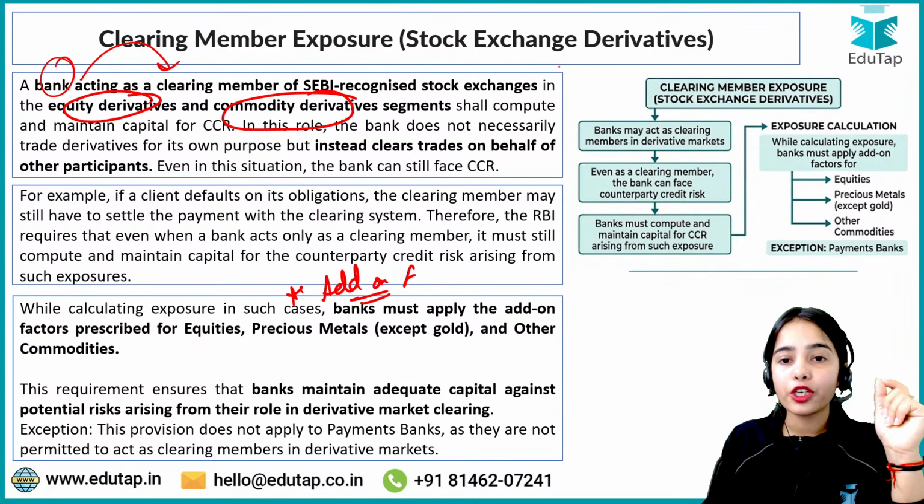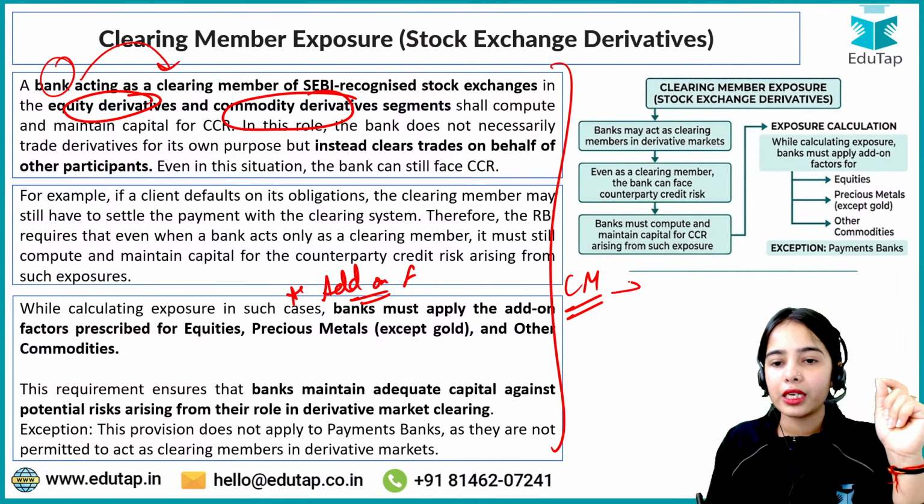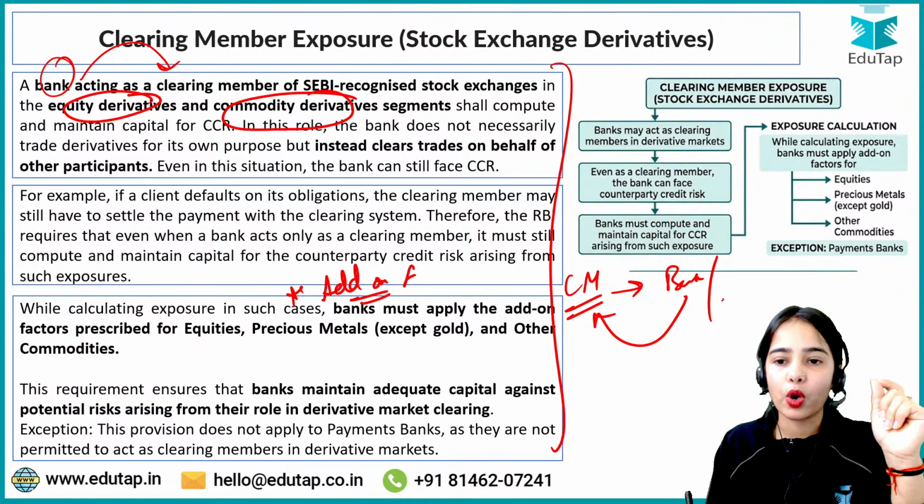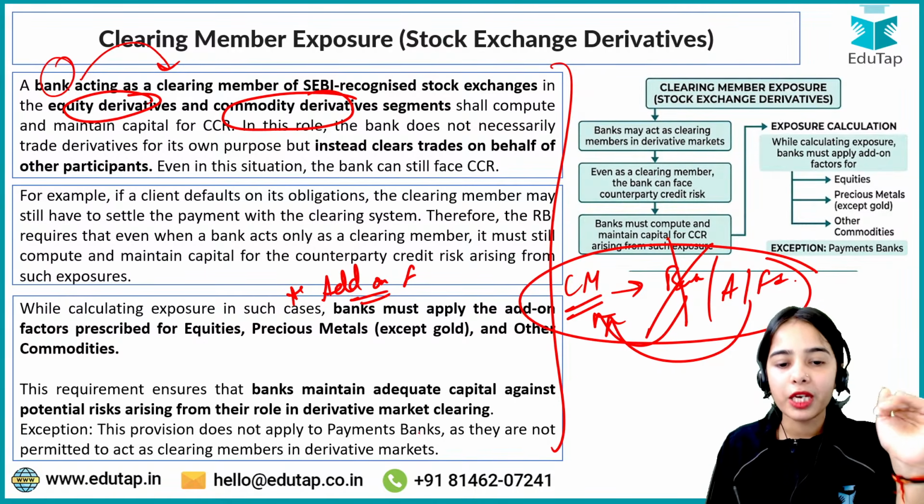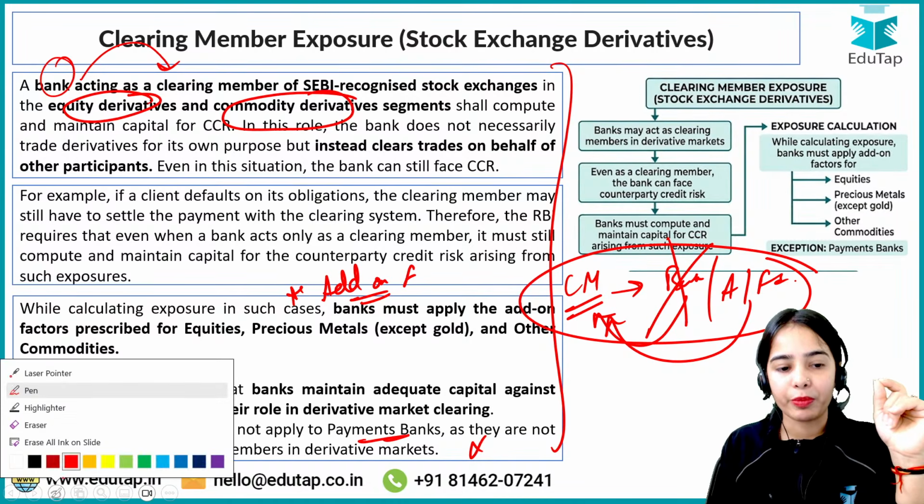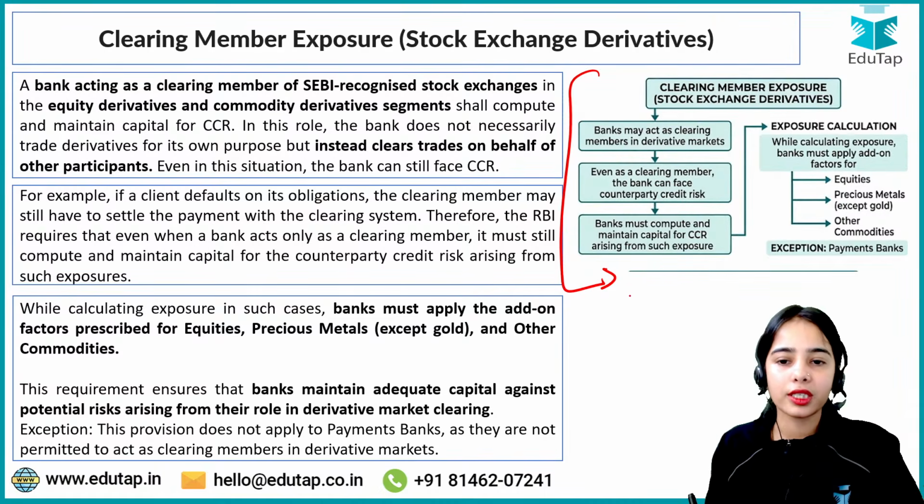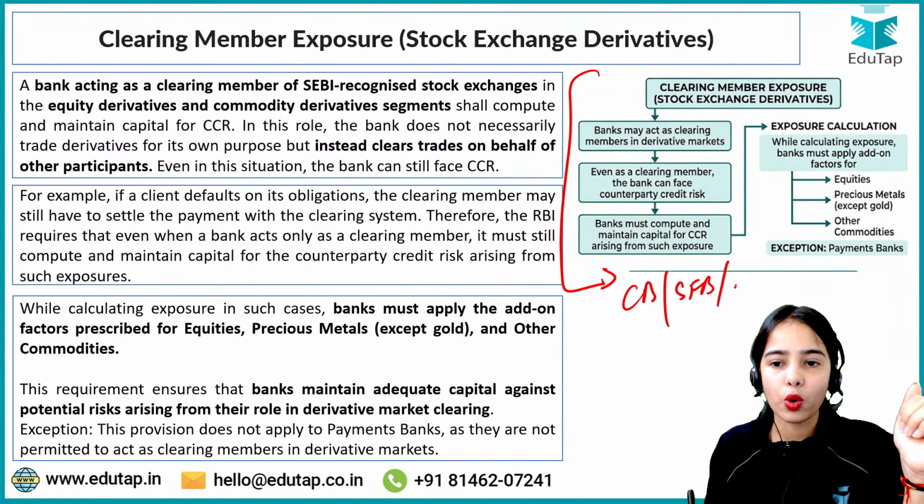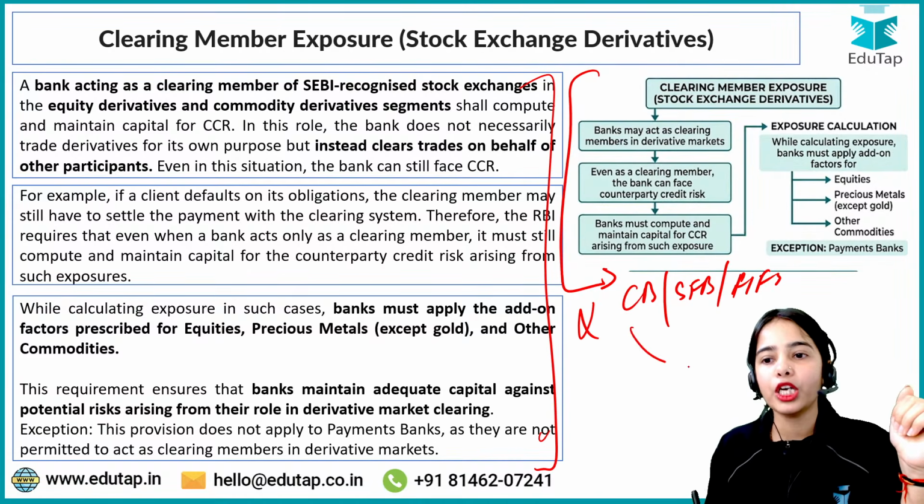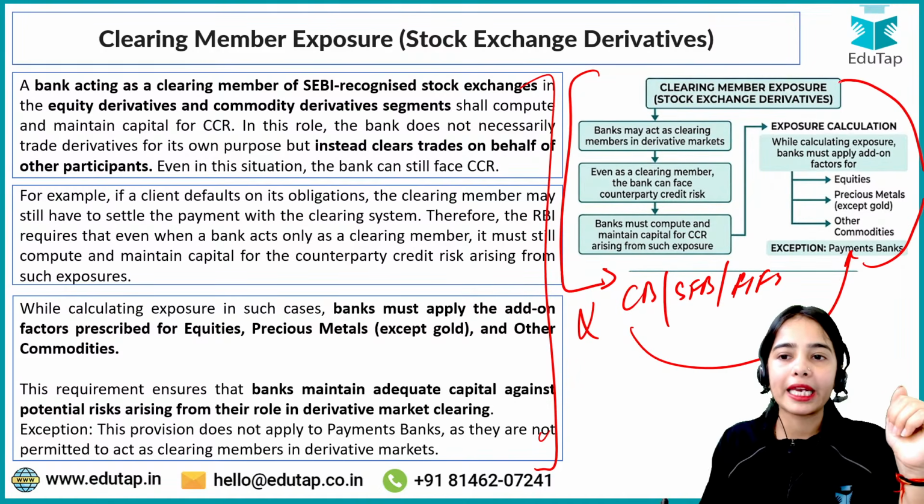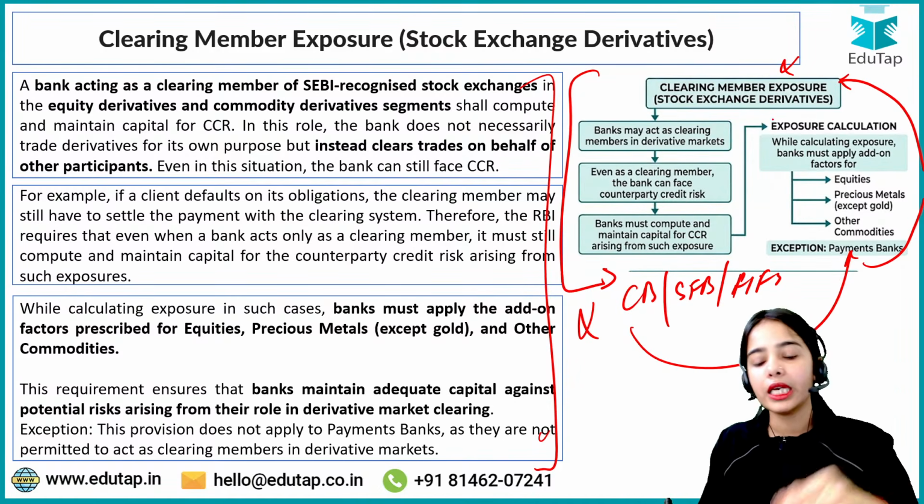Now this provision, where the bank or the All India Financial Institution is acting as a clearing member, will not be applied to payment banks, because payment banks are not permitted to act as a clearing member. That means this direction applies to all the other banks, the commercial banks, small finance banks, and All India Financial Institutions, but not to the payment bank, because the payment bank cannot act as a clearing member in the stock exchange.